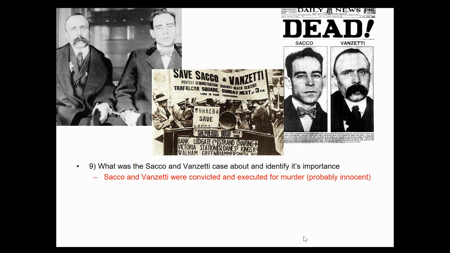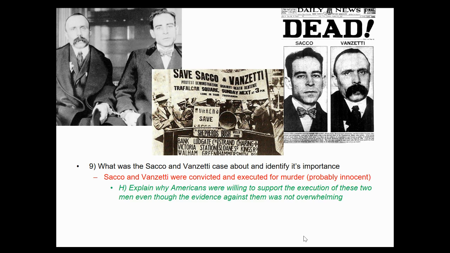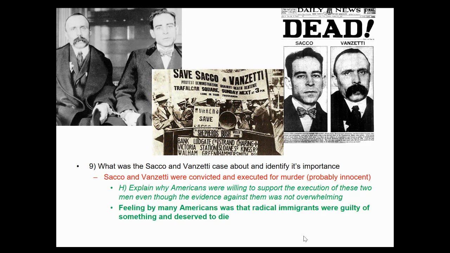But what happened with this case is it basically brought all kinds of protests around the world. You can see that image in the middle at Trafalgar Square. That is England protesting America about to execute these two Italian immigrants, right? Whereas in America, a lot of Americans supported their execution. Now, why were Americans willing to support the execution of these two men? The answer was basically that a lot of Americans felt that if you're an immigrant, darker skin, you don't speak English, you're a member of a radical group, they were anarchists, they're not communists, they're anarchists, you know what? They're going to be guilty of something someday, and they probably deserve to die.